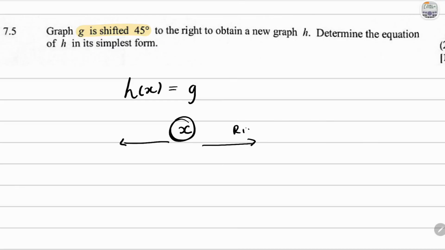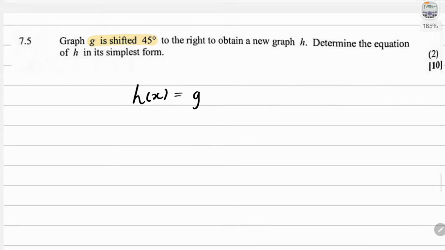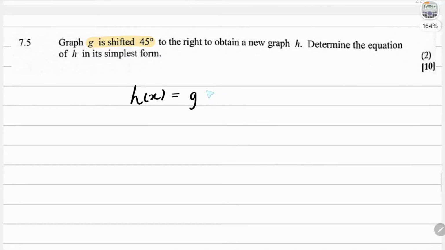Now, if it's moving to the right, you're going to say minus, so minus whatever angle it's moving to the right by. And if it's moving to the left, you'll say plus. Okay, very different from when it's moving up. When it's moving up, you simply say plus. Down, it's minus. Okay, but left and right is the other way around. So since we know it's moving to the right and it's going to affect the x value, we're saying g, and wherever we see x, you must say minus 45 degrees, okay? Wherever you see x, and that would affect it.